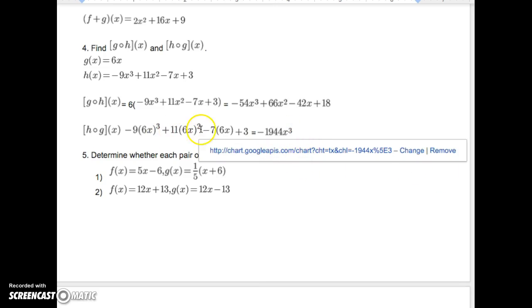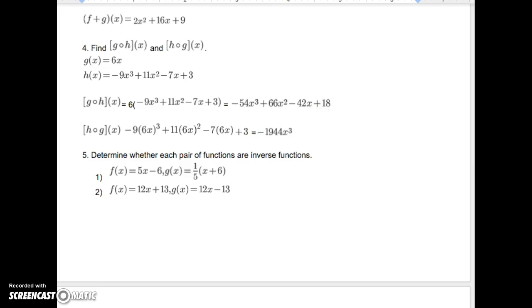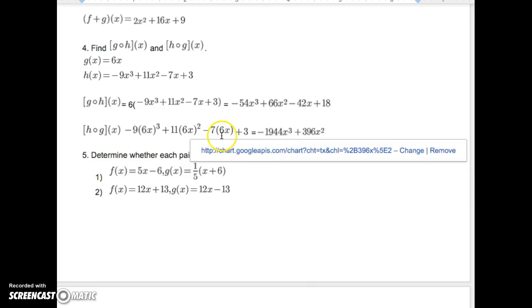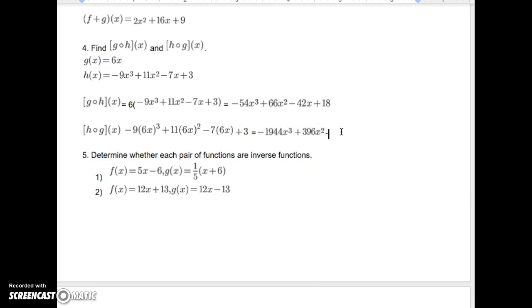Then I have to do 6 squared, which is 36, and multiply that by 11. And that is 396. And this is the x squared term. And then I have 7 times 6x, which is minus 42x, and then plus 3. And so this right here, all this, that's my H composition G function.